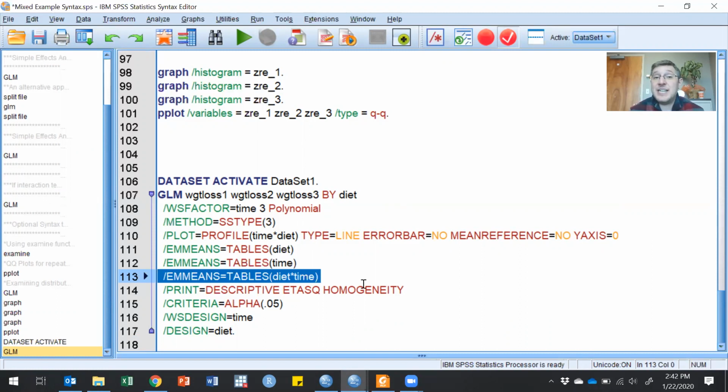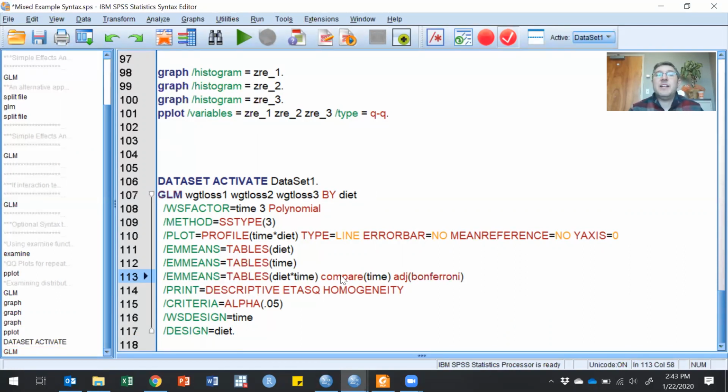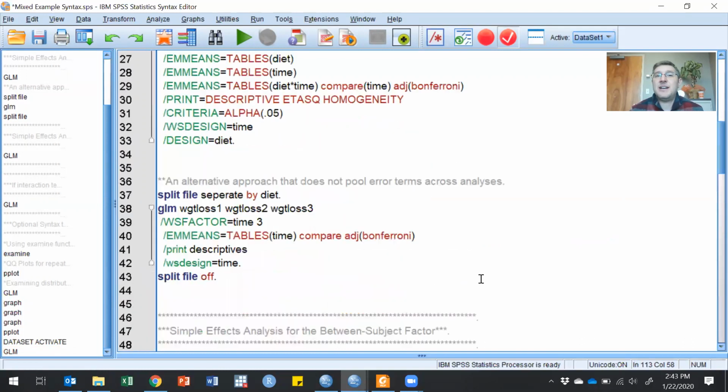And we're adding basically the same thing we did for the factorial design. Here we want to compare which variable we want to compare over levels of the other variable, and what type of adjustment we want to make.